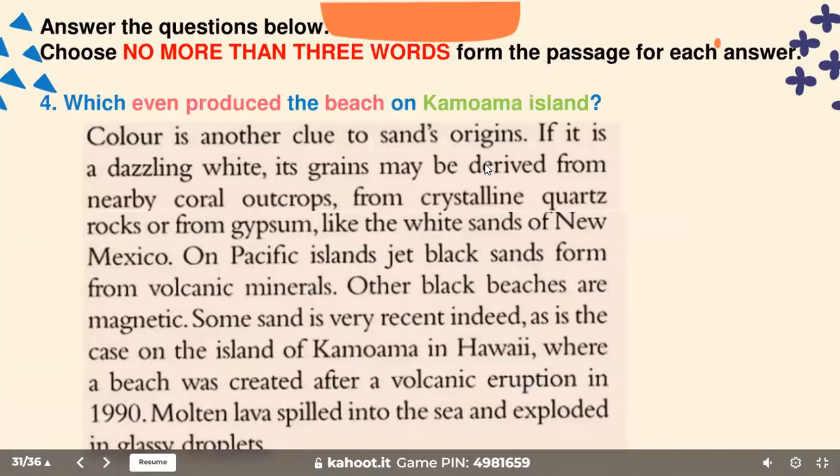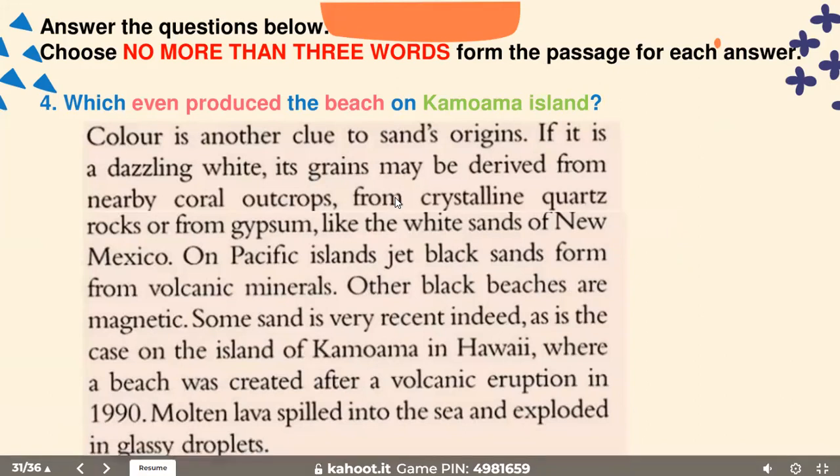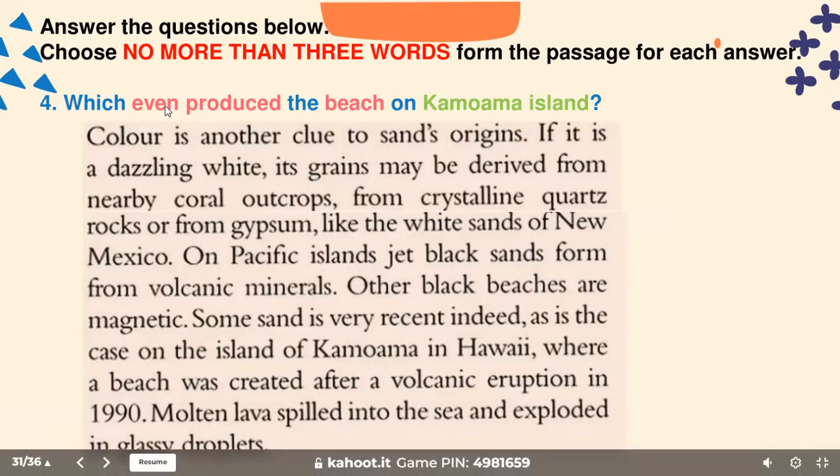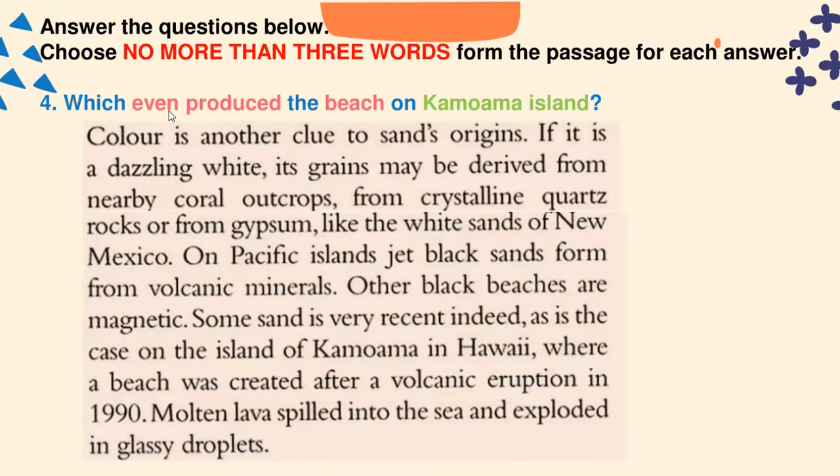Now here we have: which event produced the beach on Kamoama Island. So here we're looking for an event that produced the beach on Kamoama Island. Now, if you look at the word, this is event. It's my mistake, guys. So event with T. Now, what is an event? For example, events normally they should have two things. What are they? حدث, celebration. But event here حدث, but it must have two things. What are they?